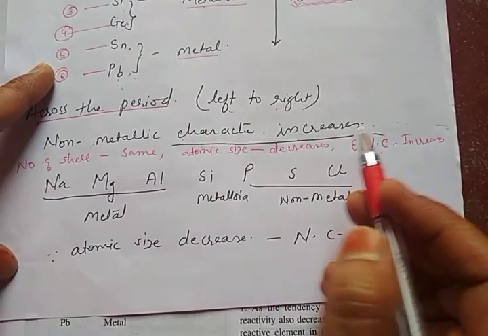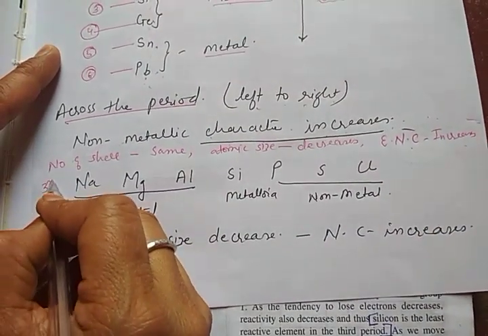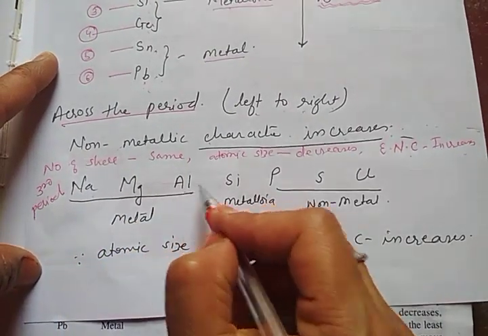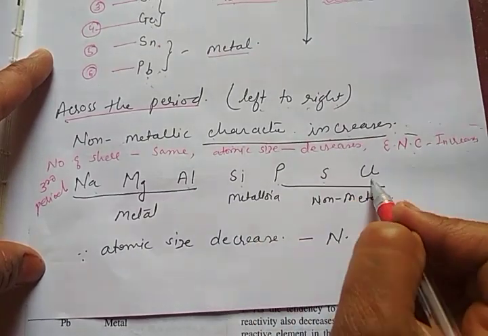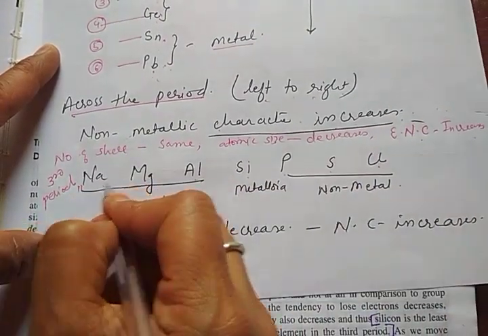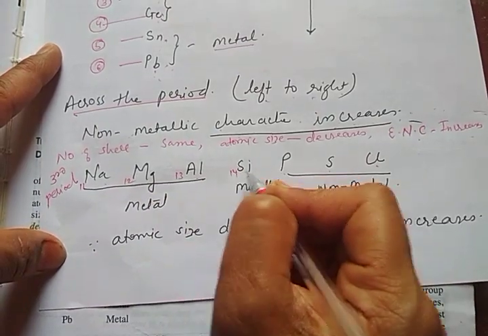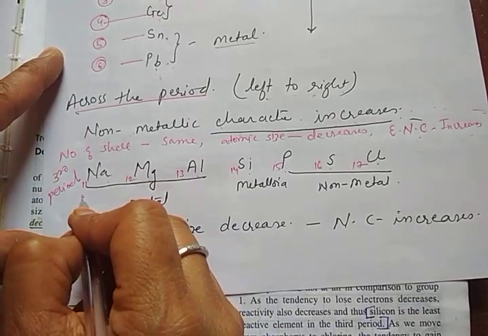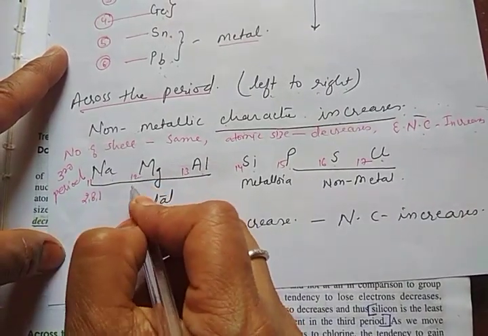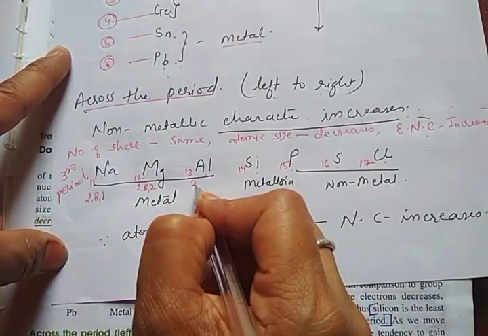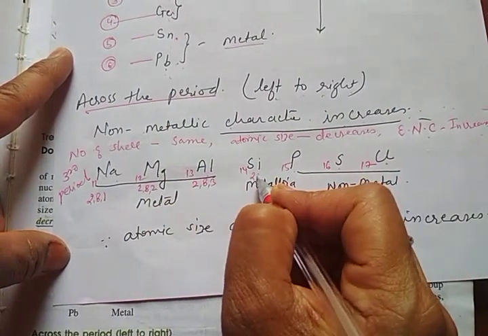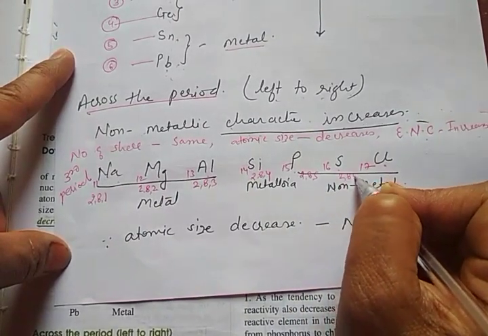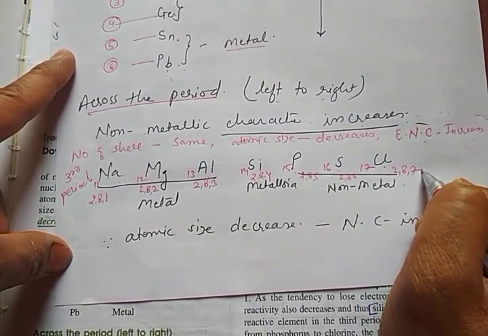Now let's take the example of the third period elements: sodium, magnesium, aluminium, silicon, phosphorus, sulfur, chlorine. Atomic numbers 11, 12, 13, 14, 15, 16, 17. The electronic configuration of sodium is 2, 8, 1. Magnesium is 2, 8, 2. Aluminium is 2, 8, 3. Silicon is 2, 8, 4. Phosphorus 2, 8, 5. Sulfur 2, 8, 6. And chlorine 2, 8, 7.